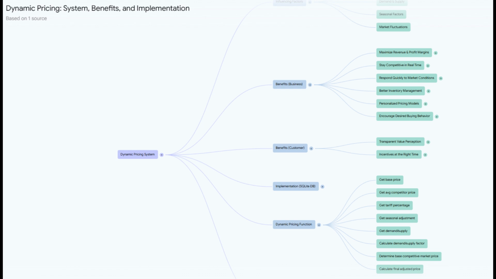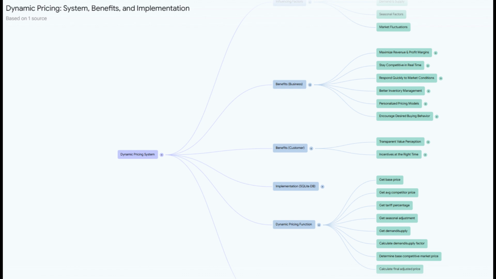Okay. And it does the same thing for seasonal adjustments. It looks up the adjustment factor in the seasonal adjustments table based on the product ID and the current month. And if there's no entry, it defaults to 1.0. Oh, meaning no adjustment. Okay, so it's really flexible. It can handle cases where not all the factors are relevant. Right. And then it gets the demand index and the supply index from the demand supply table. And again, if there's no data, it defaults to 5 for both. 5 being like a neutral value. Yeah, exactly.